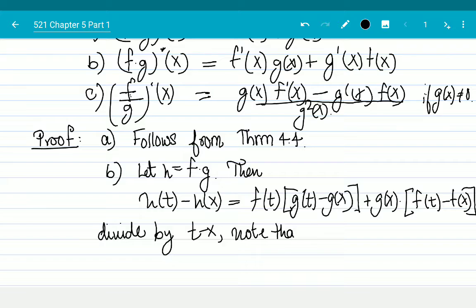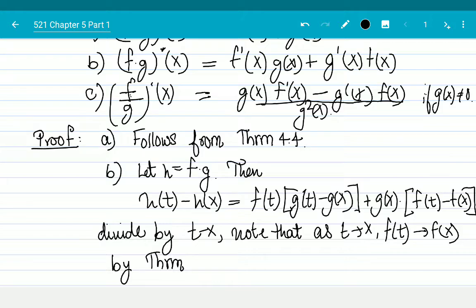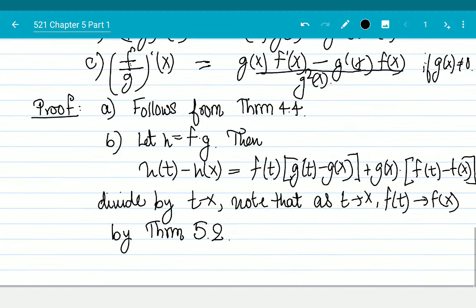Note that as t goes to x, f of t goes to f of x, and, well, I don't need g of t going to g of x. F of t goes to f of x by theorem 5.2, which is just the previous theorem, because we are saying that, because f is differentiable at x, it is continuous. So as t goes to x, f of t goes to f of x.